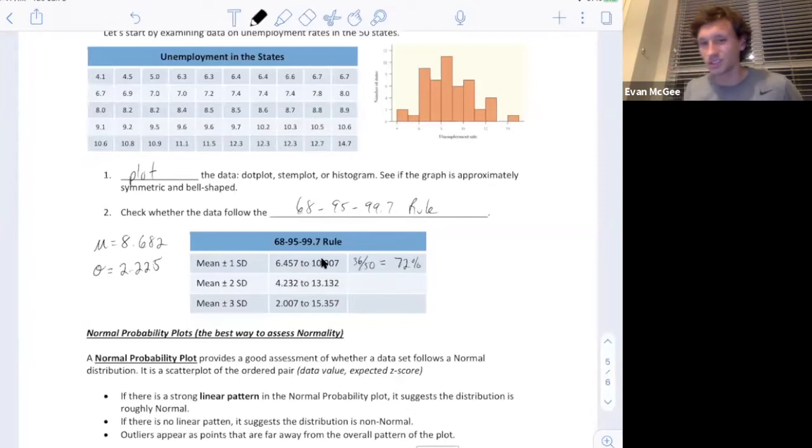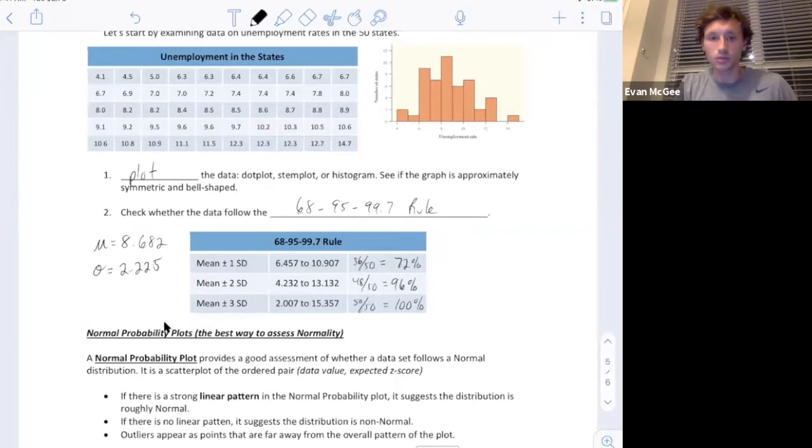So it's not perfectly 68, but it's kind of close. And in this 2 standard deviation range, there are 48 out of 50 states, which is 96%. Finally, within 3 is all 50 states, so 100%. So although it's not perfectly 68, 95, 99.7, this is pretty close to what the normal distribution looks like. This isn't a great way, but it is one way to get evidence.